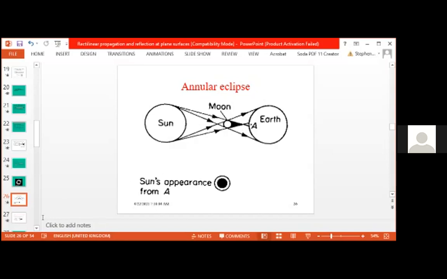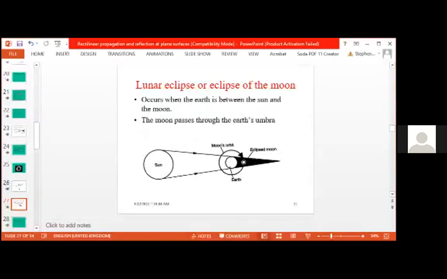This diagram. Any other question on eclipses? So is it fair to say that mostly the lunar eclipse occurs during the night? Lunar eclipse, yes, will occur during the night. Solar eclipse will occur during the day. Okay?